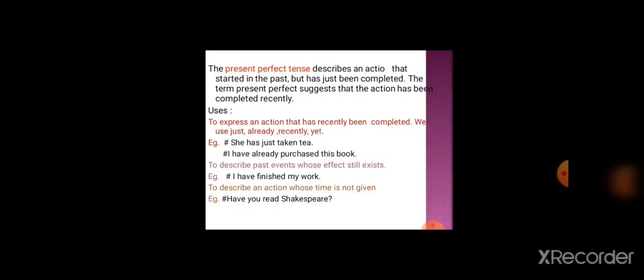Now it is also used to describe past events whose effect still exists. For example, I have finished my work.